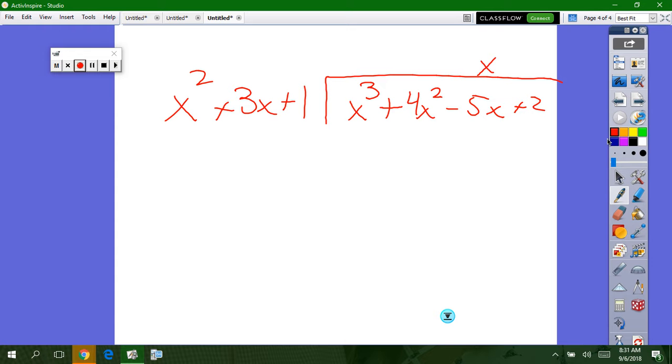So I take x and I multiply it into here, correct? So I say, okay, x times x squared is x cubed, plus 3x squared plus x. Any questions on how I got that result in the blue? Okay. Any questions? What are we going to do with that?